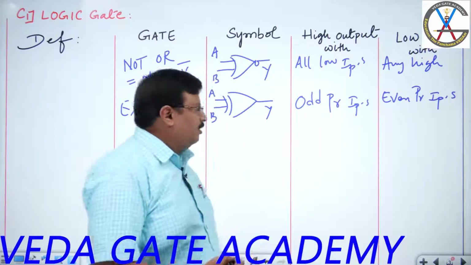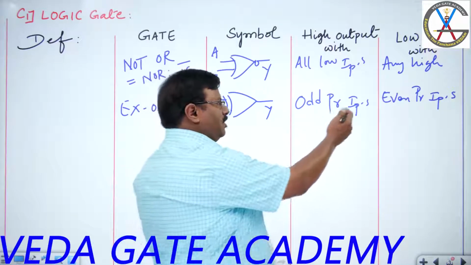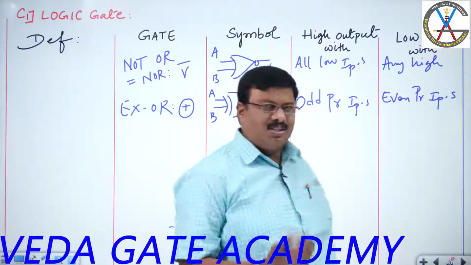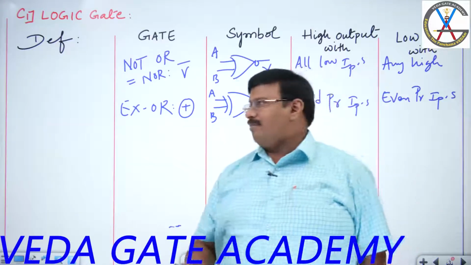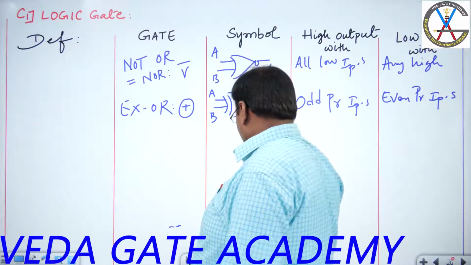And as we all know, parity means the number of ones. That means an odd number of ones in the input or an even number of ones in the input. The number of ones is what you call parity, so you need to count odd and even. And the next one we have is exclusive NOR.